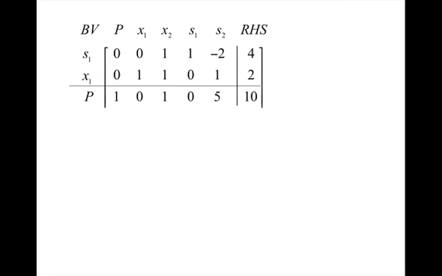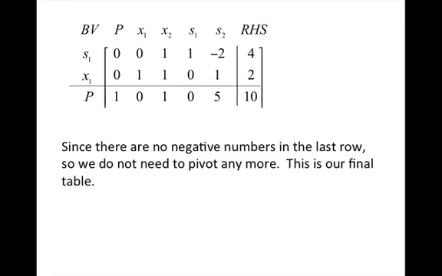Now we need to determine if more pivoting is needed. So look at your final row. That final row does not have any negative values, so I do not have to pivot anymore. So since there's no negative numbers in the last row, we don't need to pivot anymore. This is our final table. So since it's our final table, I can list my final solutions.